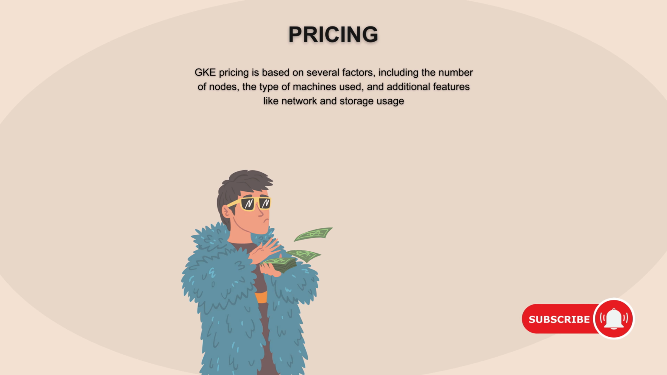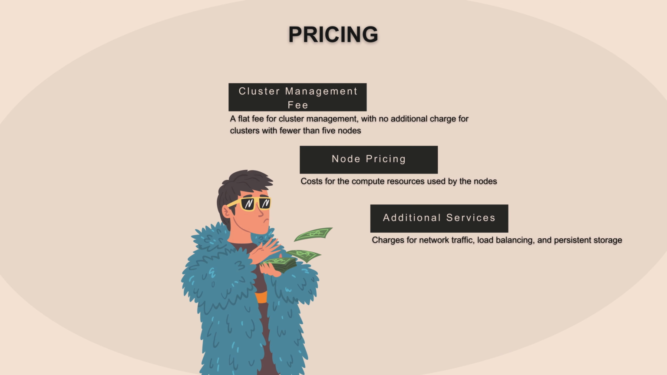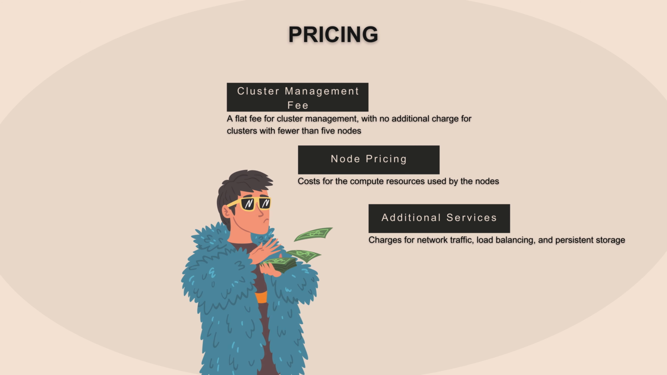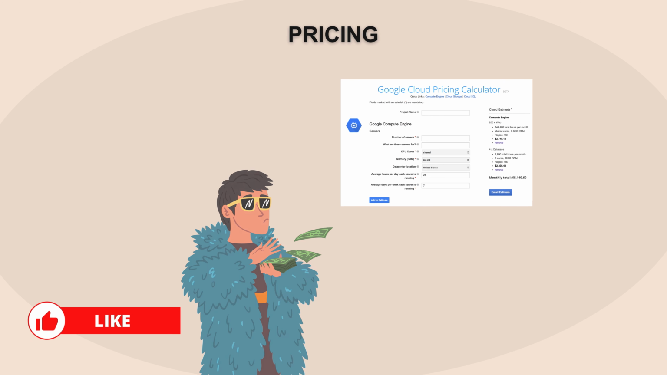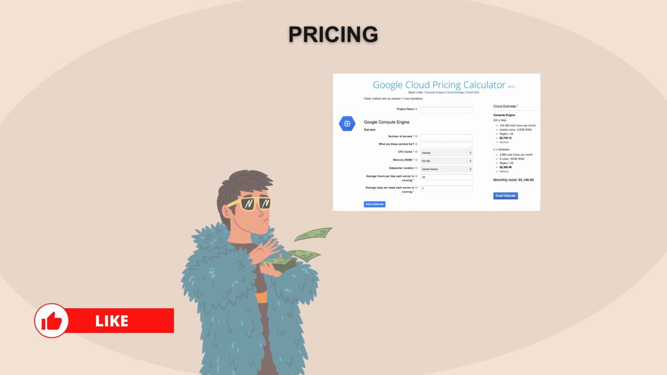GKE pricing is based on several factors, including the number of nodes, the type of machines used, and additional features like network and storage usage. Key pricing components: cluster management fee, a flat fee for cluster management, with no additional charge for clusters with fewer than 5 nodes. Node pricing, costs for the compute resources used by the nodes. Additional services, charges for network traffic, load balancing, and persistent storage. For detailed pricing information, it's recommended to use the GCP pricing calculator and review the GKE pricing documentation.